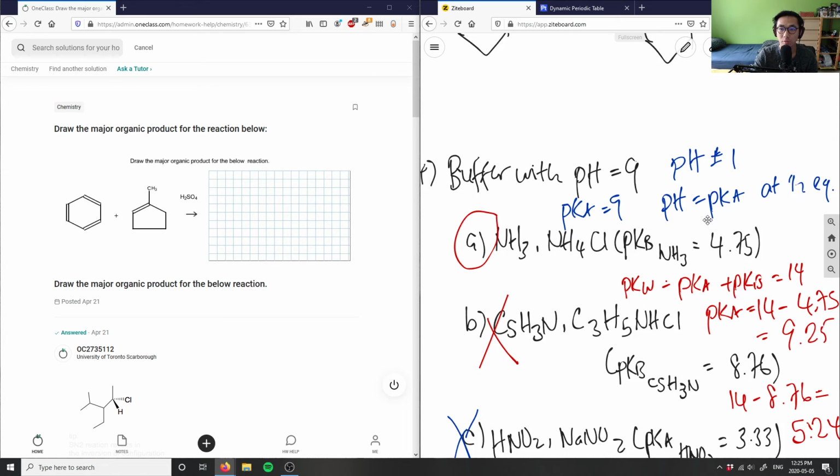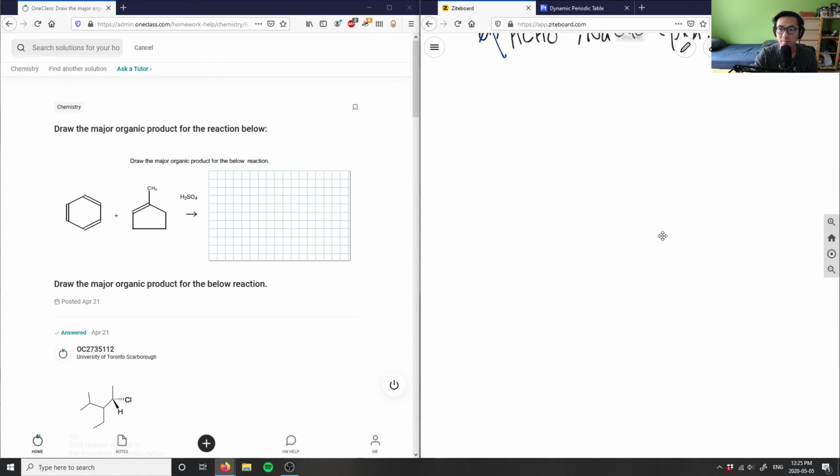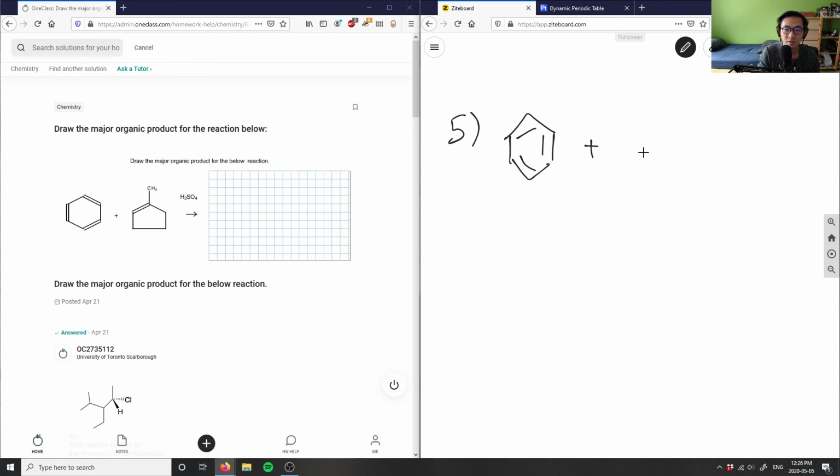All right, so this here would be number 5. Another organic chemistry question. It says draw the major organic product for the below reaction. So we have a benzene, plus we have some sort of cyclopentane with a methyl group here. Then I'm going to react it with H2SO4, and I'm going to get something here. So it says draw the major product for this reaction.